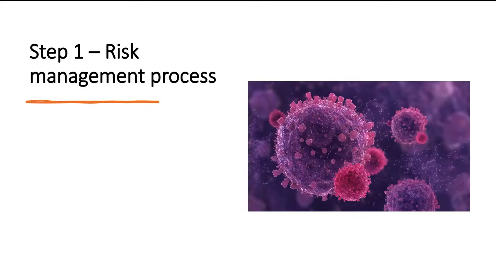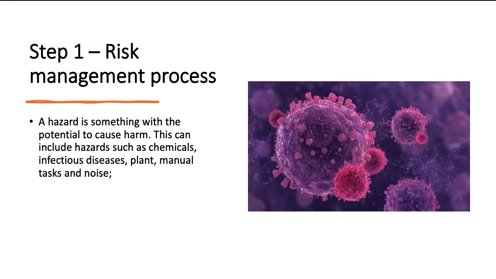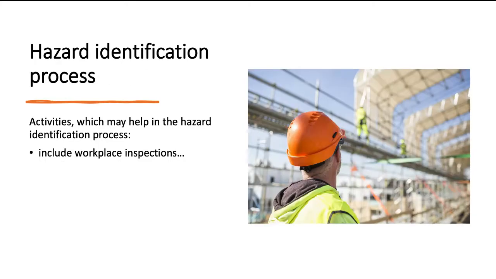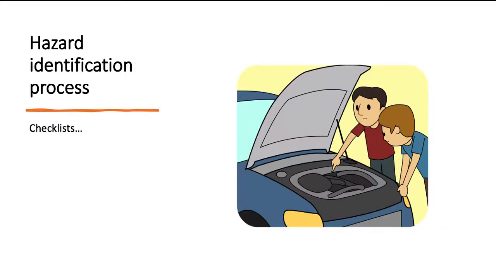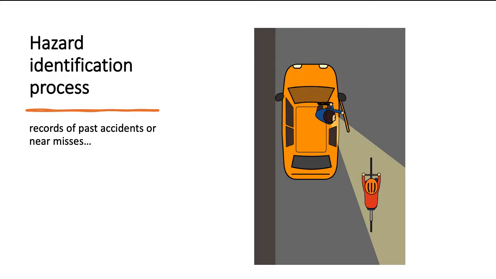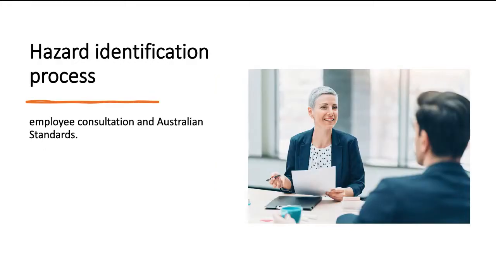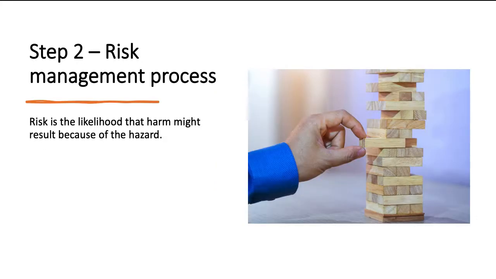Step 1. Risk management process. A hazard is something with the potential to cause harm. This can include hazards such as chemicals, infectious diseases, plant, manual tasks, and noise. This step involves identifying all the possible situations or events which could harm people in the workplace. Activities which may help in the hazard identification process include workplace inspections, checklists, records of past accidents or near misses, information from manufacturers, employee consultation and Australian standards.